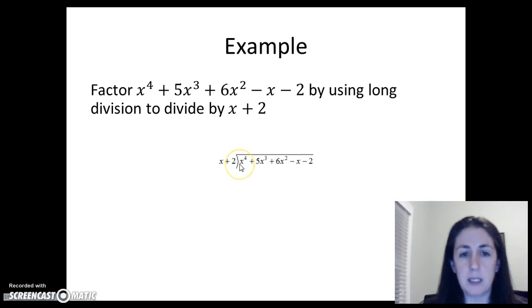X times what gives you x to the fourth? And that's x cubed, so we put an x cubed up here. X cubed times x gives us x to the fourth. X cubed times 2 gives us 2x cubed. So we multiply this to both of these terms here.